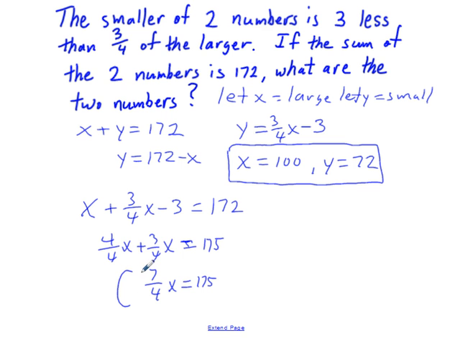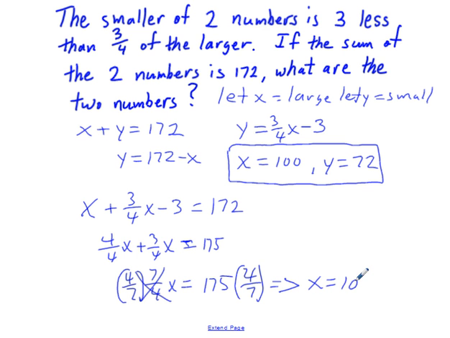And if we just multiply both sides by the reciprocal of 7/4, which is 4/7, so here's 4/7 on the left, 4/7 on the right. We have x is going to be equal to 100. And then we can work backwards from there to find what y equals. 3/4 of 100, 75, minus 3, 72.